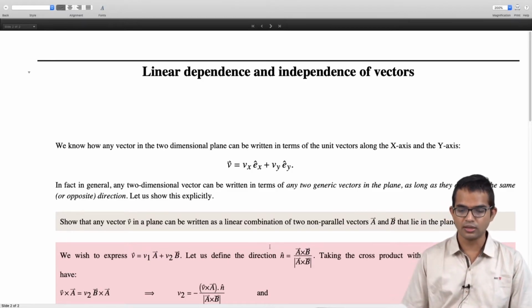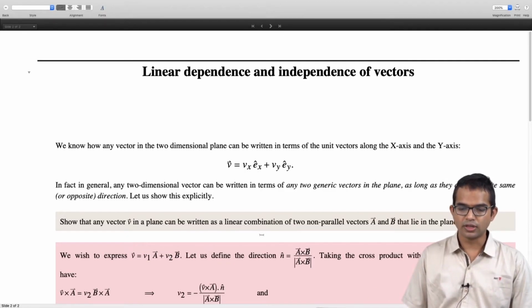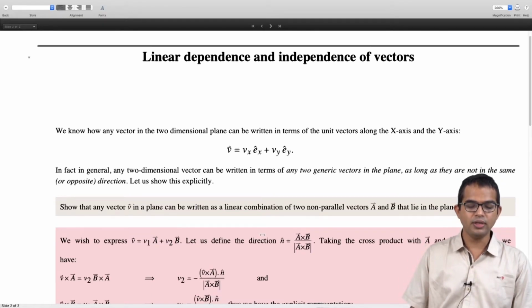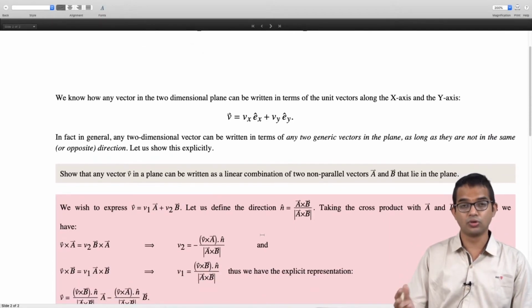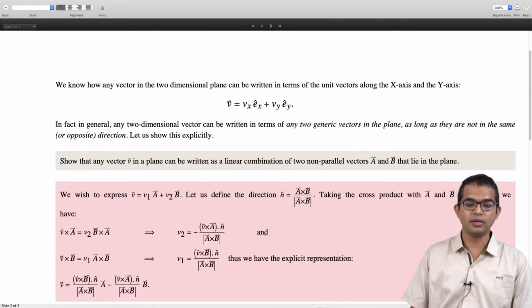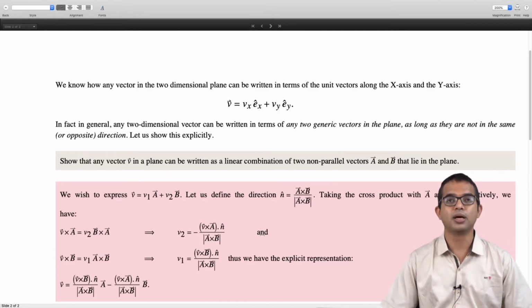So in fact, let's go ahead and show this. I already have this statement: show that any vector in a plane can be written as a linear combination of two non-parallel vectors A and B. If you want to pause the video and try to work this out for yourself, covering whatever little is already showing up in my solution, please do so. So we want to write V as some V1 times A plus V2 times B. We don't know what V1 and V2 are, and we are only given two arbitrary vectors A and B, which we are told are non-parallel.